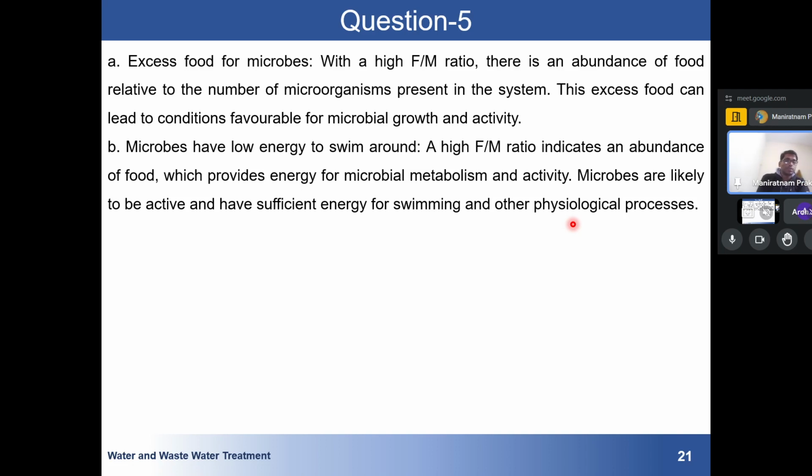Also remember one thing: do not mix this concept with the previous concept I was discussing, that is sludge bulking, where we were discussing the filamentous growth of bacteria. That is a different thing, and the microbes I am discussing here are a different thing. So please do not mix the concepts. Always move according to the choice of the question.